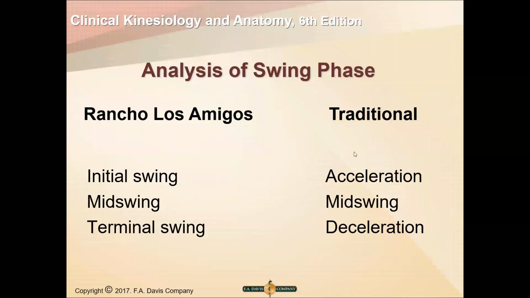When we're in swing phase, the traditional scale has acceleration, mid-swing, and deceleration. Acceleration is when we pick up speed. Mid-swing is when we're in the middle of swinging, obviously. And deceleration is where we're starting to get ready to put the foot down. Well, they're not too different in Rancho's. We have initial swing, which is when we're starting, mid-swing again, and then terminal swing.